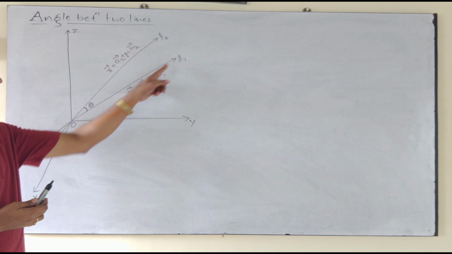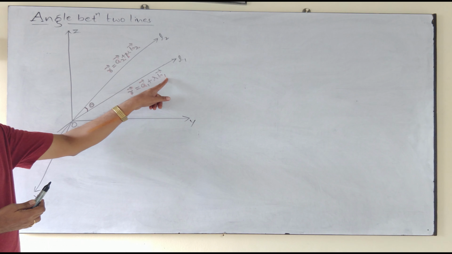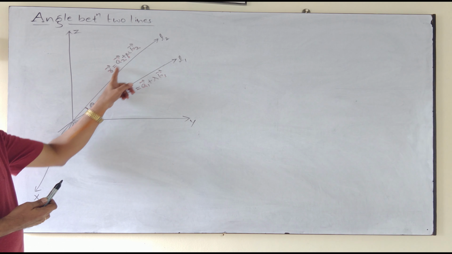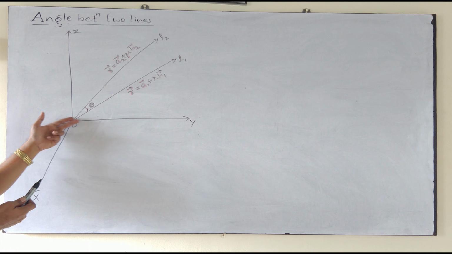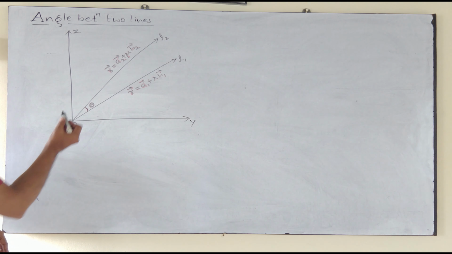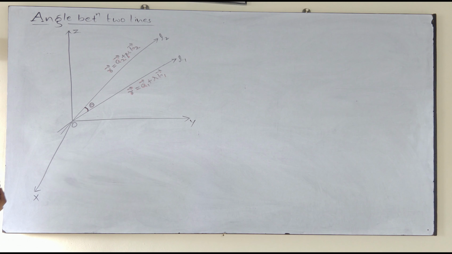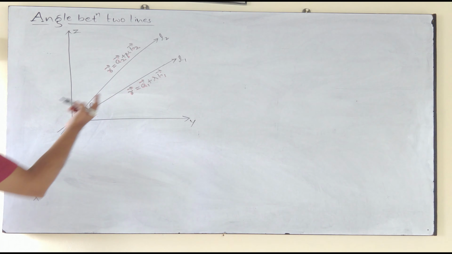As you know that equation of line L1 is r = a1 + λ b1, and line L2 is r = a2 + μ b2. These two lines are passing through the origin. Now the question is to find the angle between these two lines. Now here let theta be the angle between these two lines.